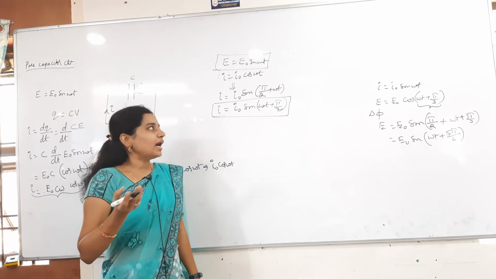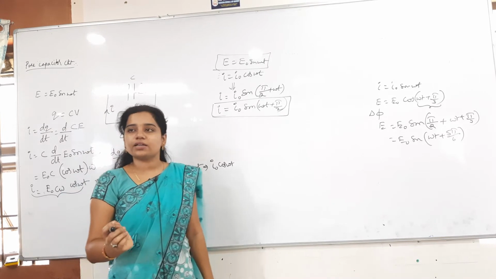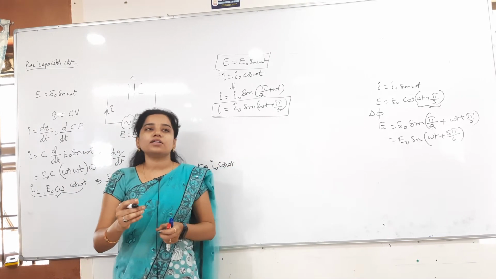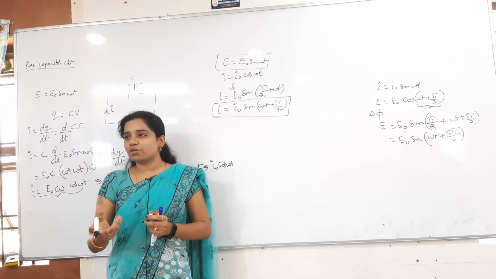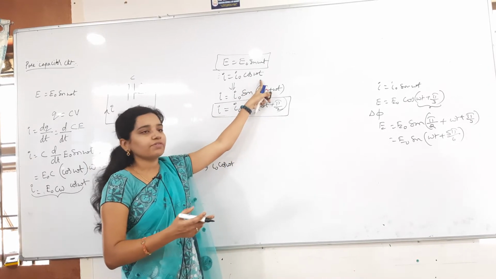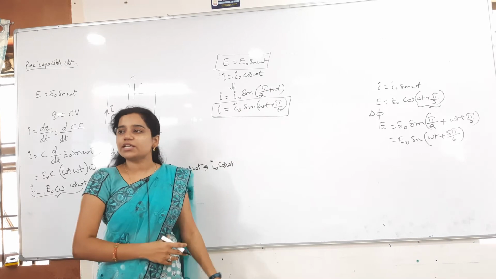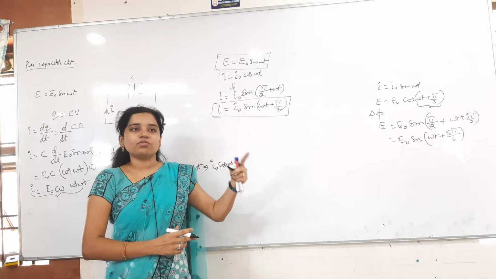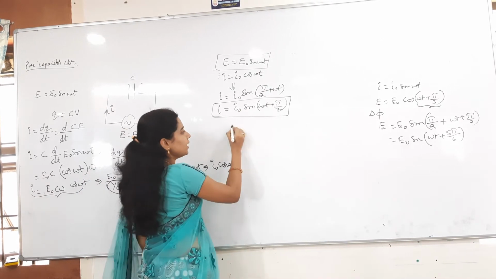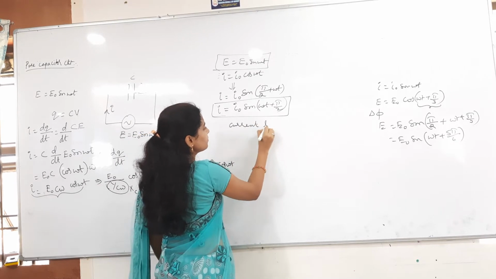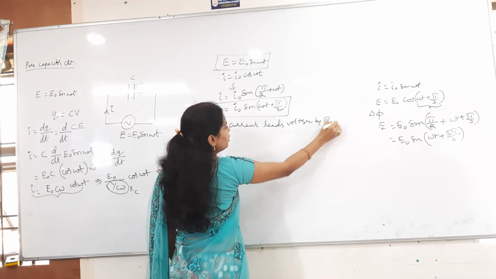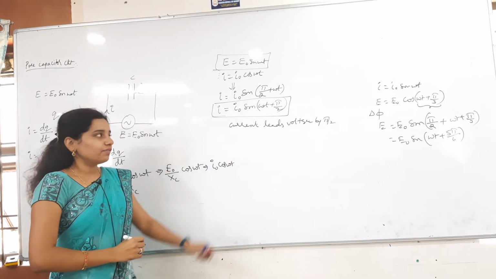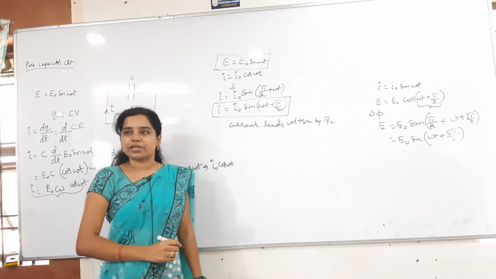Clear? Already, yesterday in the introduction I said that a sine function means it will start from 0. A cos function means it will start from the maximum value. So here the current is starting from where? Maximum value. So who is leading here? Current is leading, voltage is lagging. So the current leads the voltage. Leads the voltage by how much? Pi by 2. Clear? Why? Because we are getting omega t plus pi by 2 here.